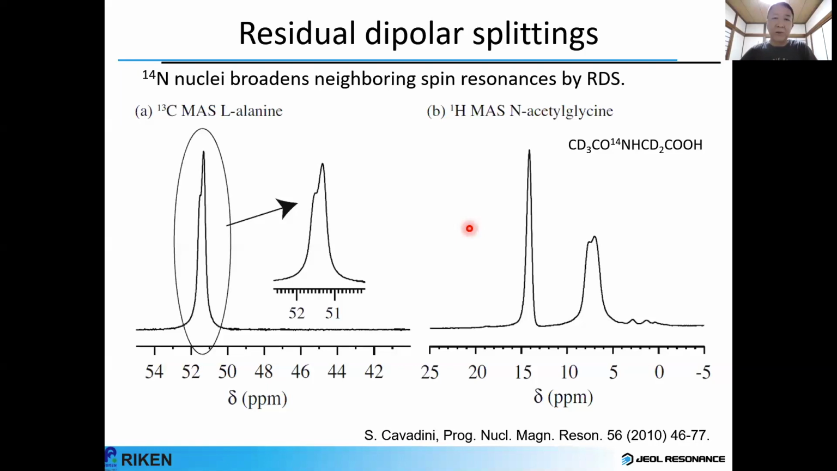Residual dipolar splitting is something similar. This is observed in spin-1/2 nuclei next to quadrupolar nuclei. The famous example is the carbon-13 NMR spectrum of amino acids or proteins. Both of them suffer from residual dipolar splitting. Then fast MAS doesn't help to remove this broadening.